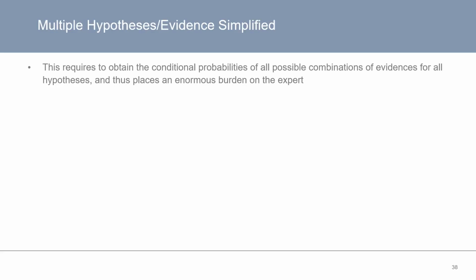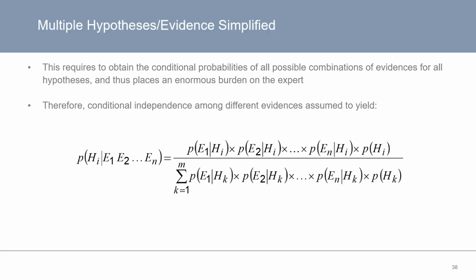The use of the equations on the last slide required us to obtain the conditional probabilities of all possible combinations of evidences for all hypotheses, and this can place an enormous burden on the expert or researcher that's trying to gather the data. Therefore, conditional independence among different evidences is assumed in a way that's hopefully upheld by the data, and in this case, we can use this equation, filled with a number of conditional probabilities, that generally would be easier to calculate. For example, the probability of evidence 1 given a hypothesis.